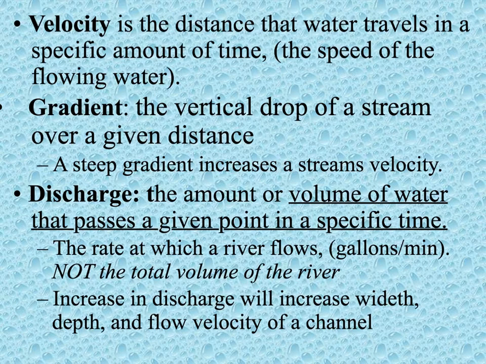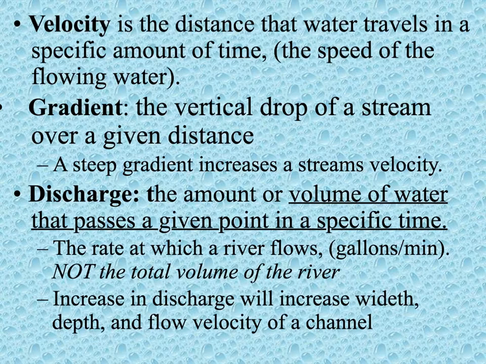So here you have the definitions for velocity, gradient, and discharge. Velocity is the distance that water travels in a specific amount of time. Right? So velocity in physics, you'll learn, is distance over time. Gradient, as I was just saying, is the change in elevation over change in distance. So this definition describes it as the vertical drop of a stream over a given distance. You'll notice that in both of these we're trying to talk about water, the whole theme of the chapter. A steep gradient increases a stream's velocity.